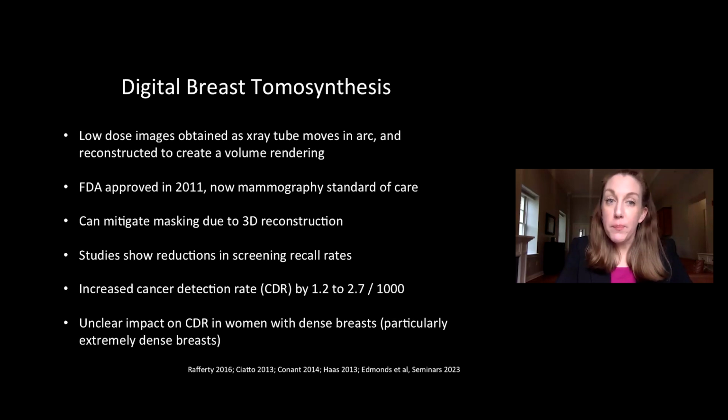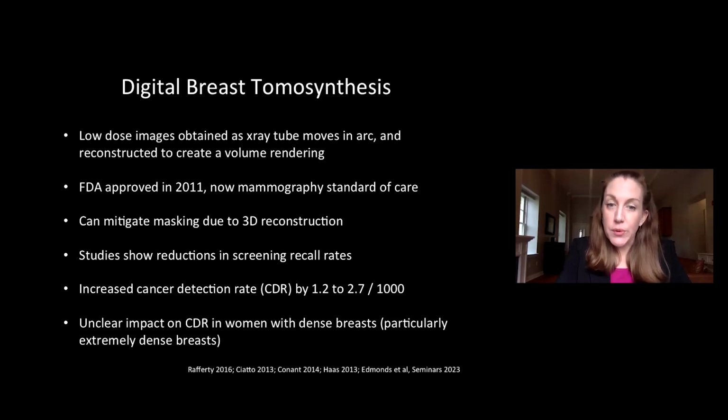For those of you who are familiar with digital breast tomosynthesis, you might be wondering how this comes into play with screening. Digital breast tomosynthesis, or DBT, is low-dose images that are acquired over an X-ray arc, and it allows us to have a 3D reconstruction so that we can actually scroll through areas of dense tissue. The FDA approved it in 2011, and it now represents the standard for mammography, both screening and diagnostic. It can mitigate some of the masking of cancers due to that 3D reconstruction.